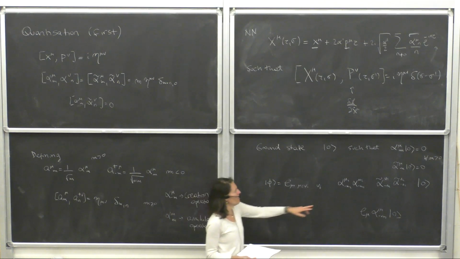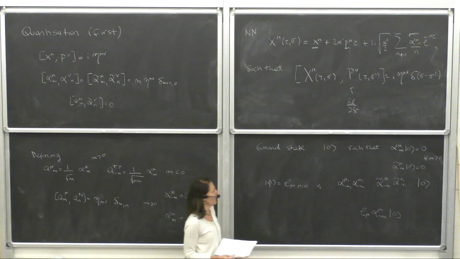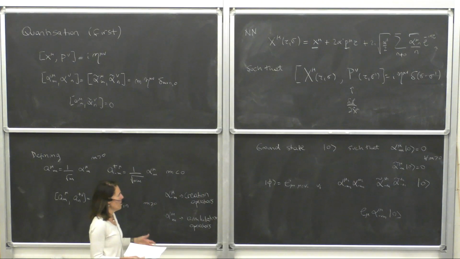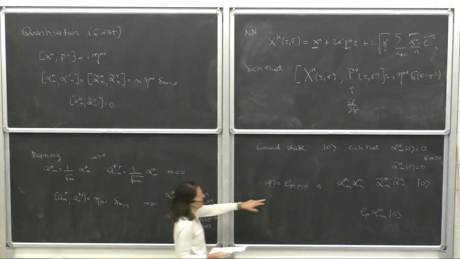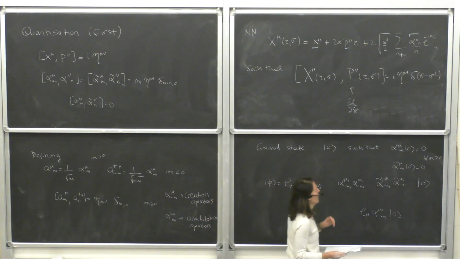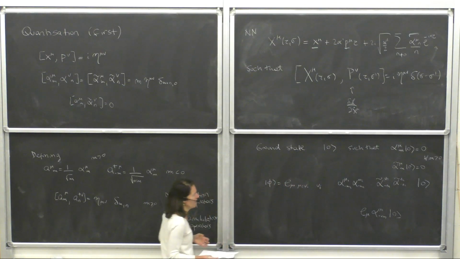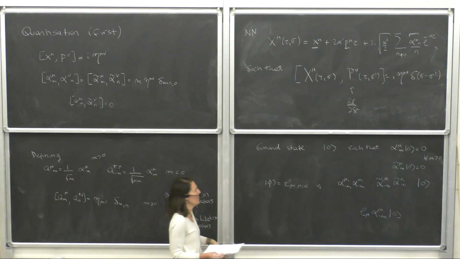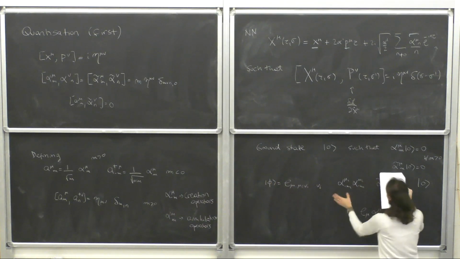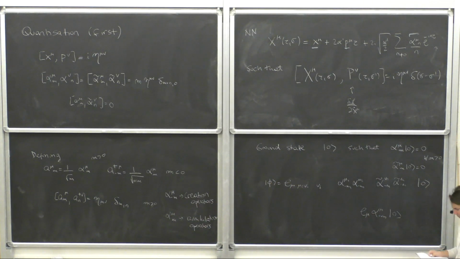So I start from the ground state, and then I generate oscillations in different directions, left moving and right moving. And this is for a closed string. If it's an open string, you just have the left moving ones.